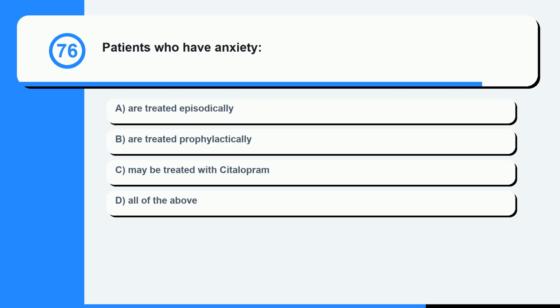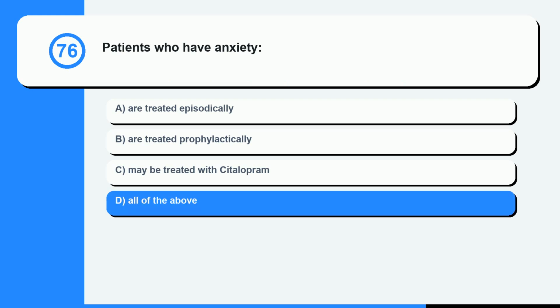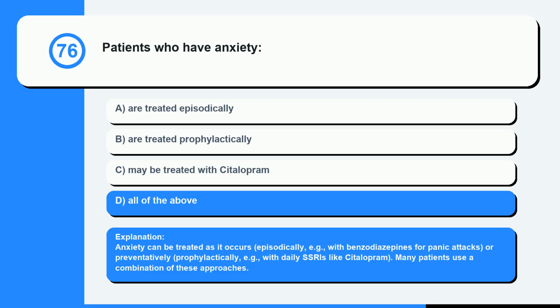Question 73. Diabetic patients are monitored by using which of the following tests? A. TUB. B. Troponin. C. F++. Or D. HbA1c. The correct answer is D. HbA1c. The HbA1c, hemoglobin A1c, test measures the average blood sugar levels over the past 2 to 3 months. It is the standard test for monitoring long-term glucose control in patients with diabetes.